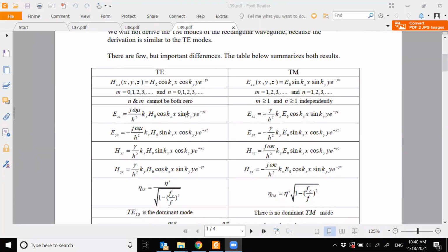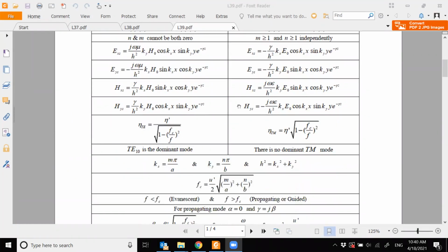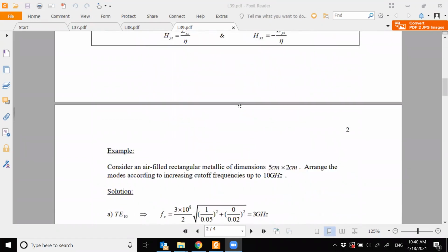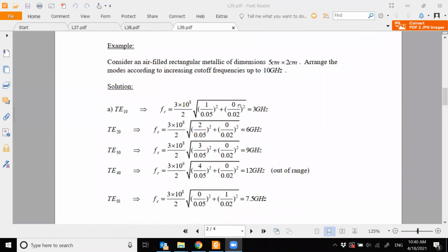Okay, and by the way, this table is there in your formula sheet of your exams. Now let's take an example. The example is saying that you have an air-filled rectangular waveguide, so it's air-filled, and these are the dimensions: a is equal to 5 centimeters and b is equal to 2 centimeters.